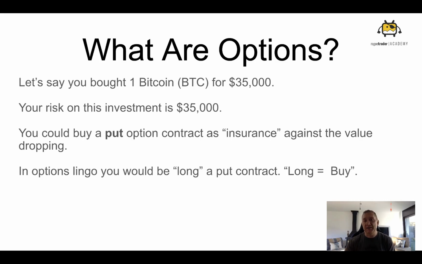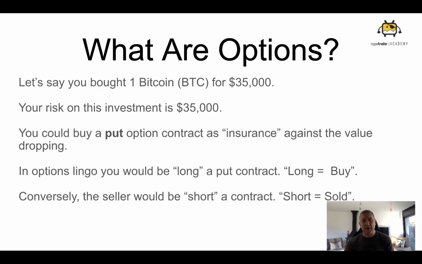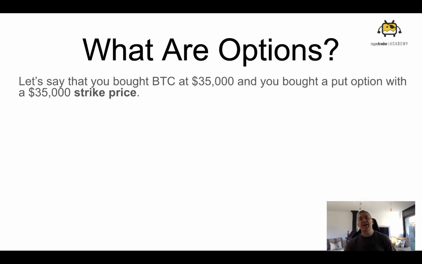That's all that means. Conversely, the seller of that option, the writer of that option, would be considered short that contract because they sold it. Short just means you sold something to open a position with. Again, we're going to cover all this stuff a little bit later. So here we are, we're saying you've bought some Bitcoin at $35,000 and you bought a put option as insurance and you bought it with a $35,000 strike price.